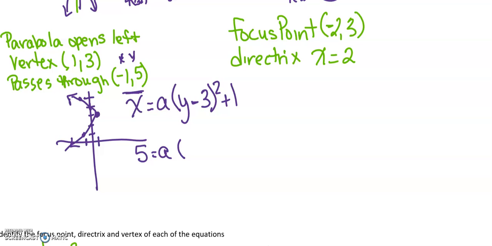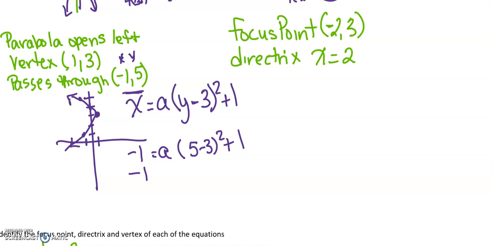Yep, 5 doesn't go there. What goes there? X. All right, so our x was negative 1 equals a times 5 minus 3 squared plus 1. So I have plugged in my x and my y that I was given. I also have my vertex plugged in that I was given. I'm needing to find the a. So I have to use what I know in order to find that term. Okay, because that's part of my equation.